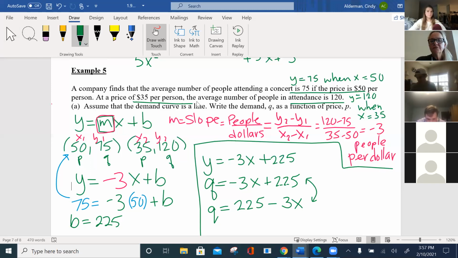Okay, so all of this you guys did in Algebra 1, right? If I give you 2 points, you find the slope of the 2 points, and then use one of the points in the slope-intercept form to find the y-intercept, which is B, and then you have a whole equation, what we've just done.